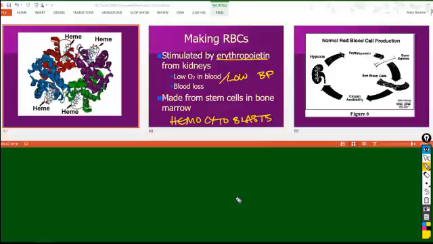Remember that from back in the tissues lecture? And those hemocytoblasts are really where we get everything in. So this just kind of shows that cycle. Hypoxia, that's low oxygen. Erythropoietin gets released, goes to the bone marrow, tells our bodies to make more red blood cells, and then they can carry more oxygen, which should improve our situation.